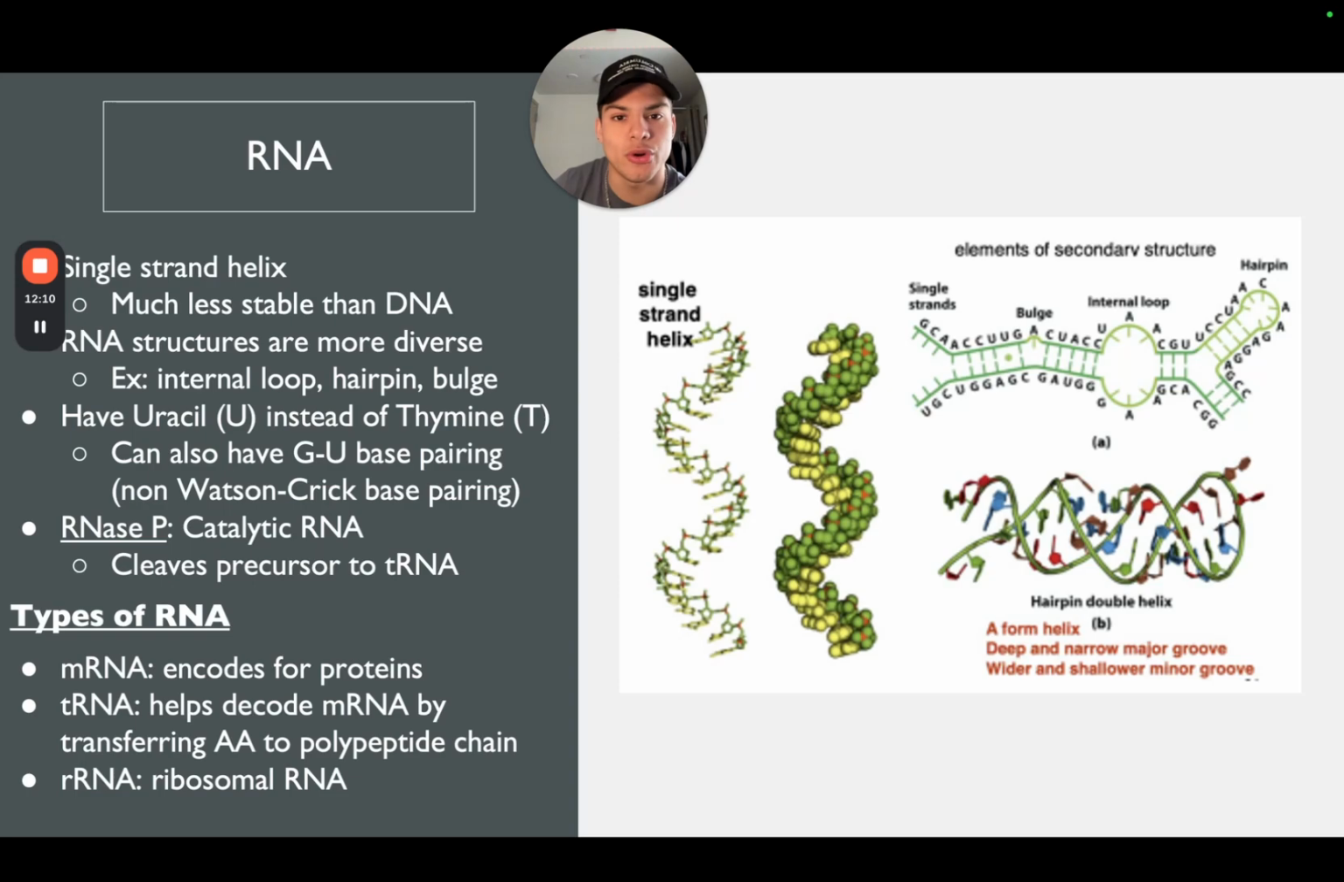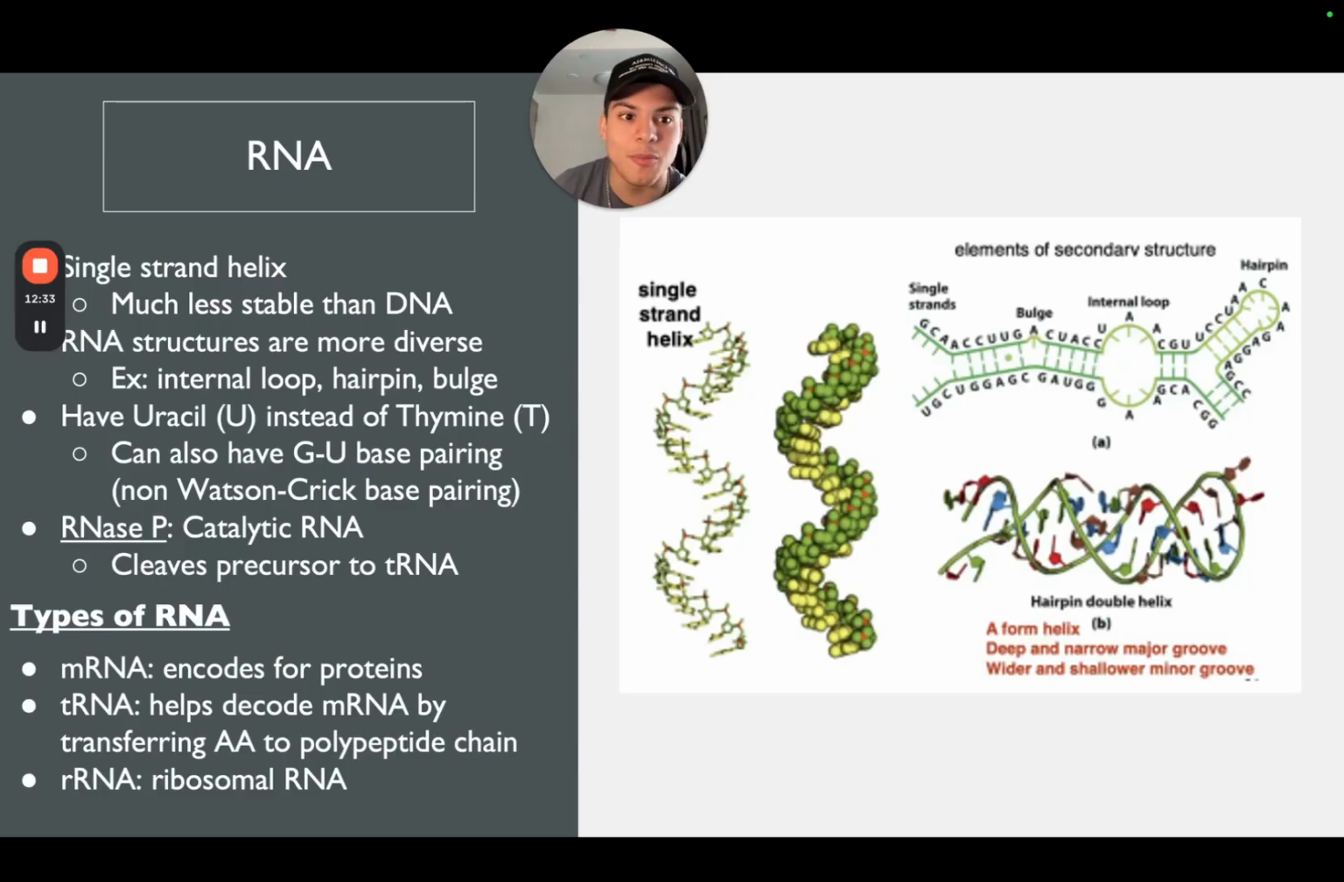RNA structures are more diverse though because of this, because it's single-stranded. It will often form hydrogen bonds within itself, right? So I wanted to show you here, for example, you can have a single strand where you have a bulge, for example, the A sticks out, and that's just because of stability issues. Then you have an internal loop. You can have a hairpin where it forms those hydrogen bonds within itself in the RNA.